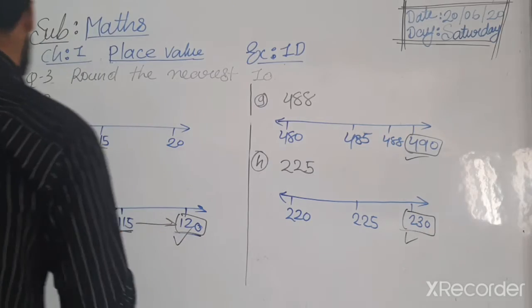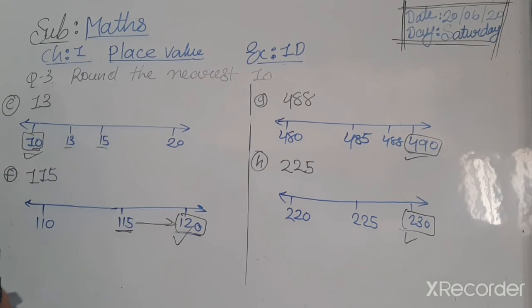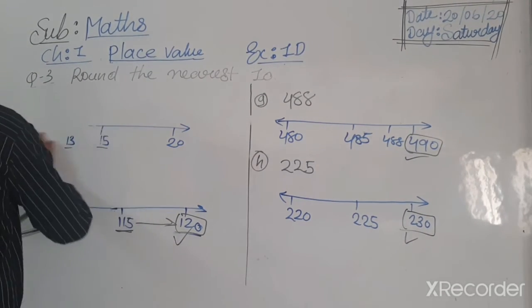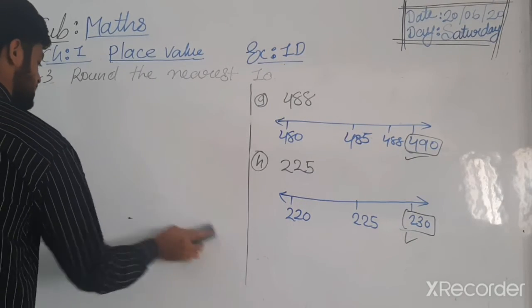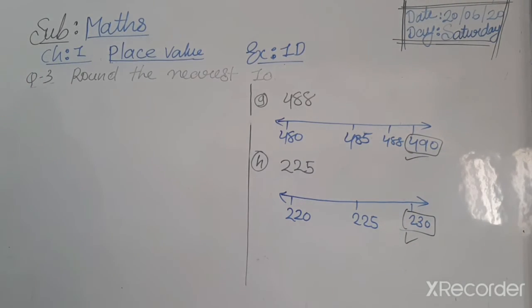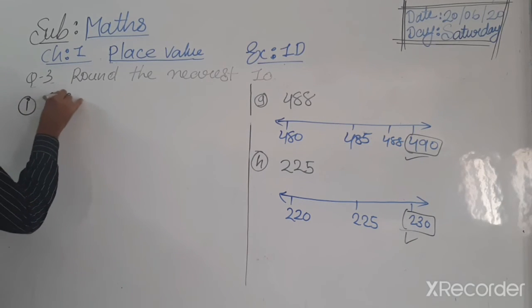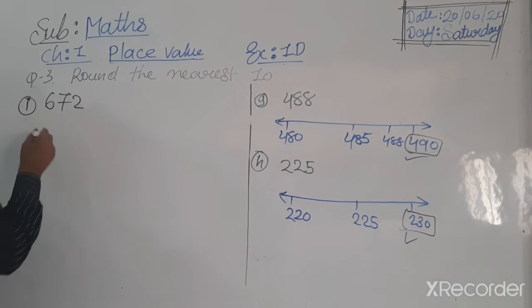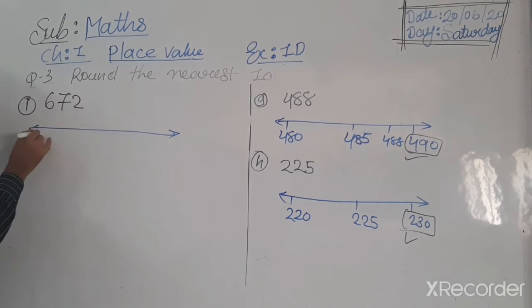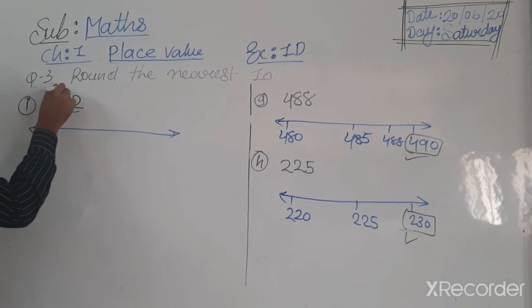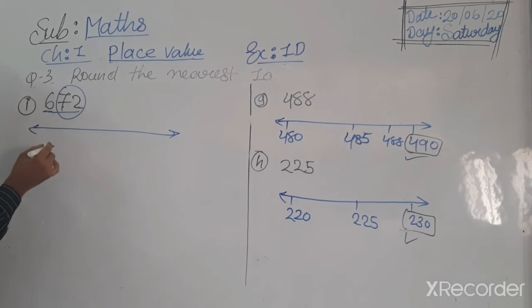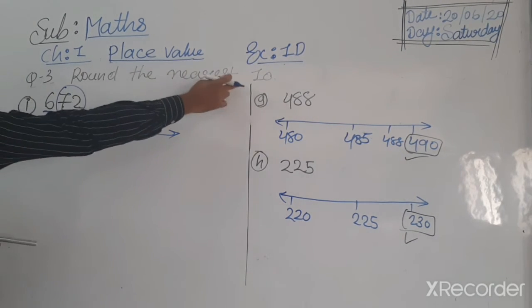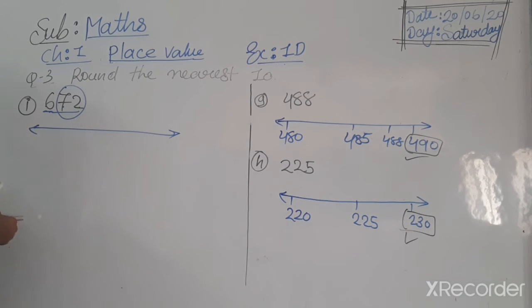Now the last two questions, I and J. Question I, 672. You may have a doubt because we have 3 digits, so why are we not calling hundreds? Because we are only checking the ones and tens digits. No need to check the hundreds here. Our instruction is only the nearest tens.